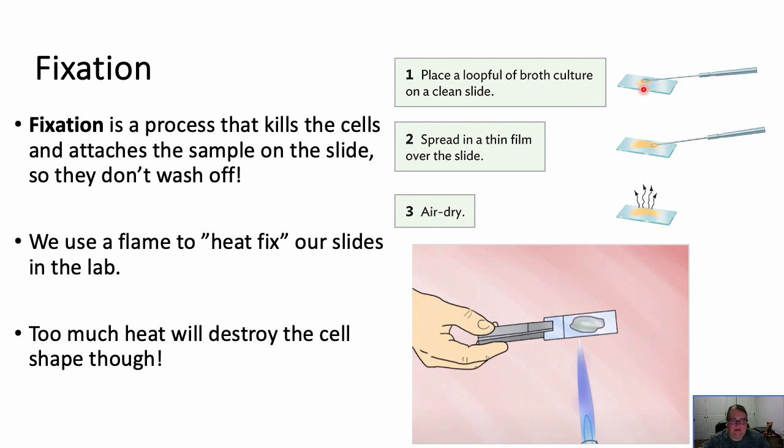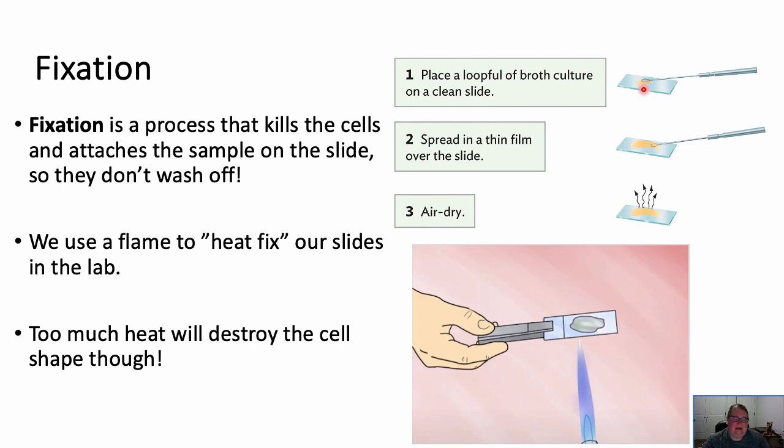Okay, so there's two main methods that we can use for fixation in the lab. The first is what we call chemical fixation. So we're going to use a chemical to kill the cells and attach them. The most used chemical is methanol. Okay, so we'd put a drop of methanol on there, spread it thin, and let it air dry, and it's going to help the cells adhere. Now, we don't use chemical fixation in the lab when we do this class.